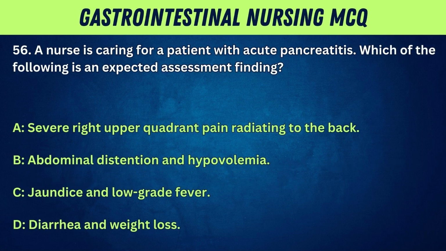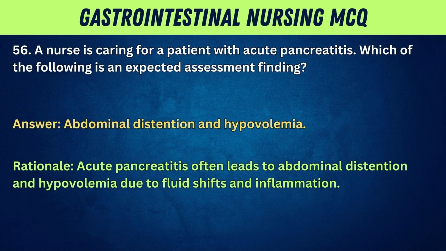56. A nurse is caring for a patient with acute pancreatitis. Which of the following is an expected assessment finding? A. Severe right upper quadrant pain radiating to the back. B. Abdominal distension and hypovolemia. C. Jaundice and low-grade fever. D. Diarrhea and weight loss. Answer: abdominal distension and hypovolemia. Rationale: acute pancreatitis often leads to abdominal distension and hypovolemia due to fluid shifts and inflammation.